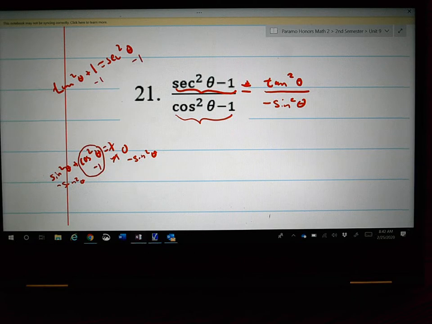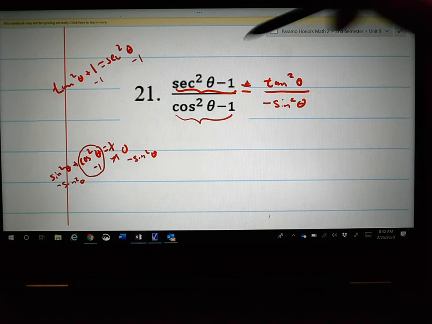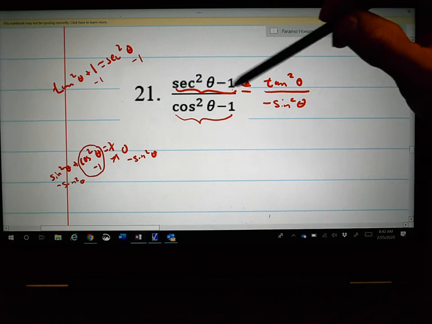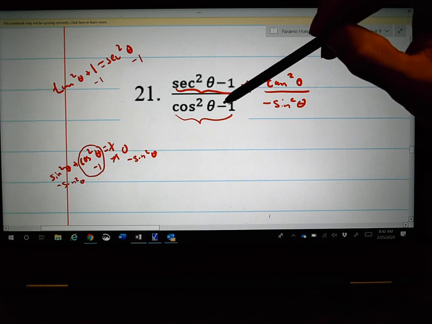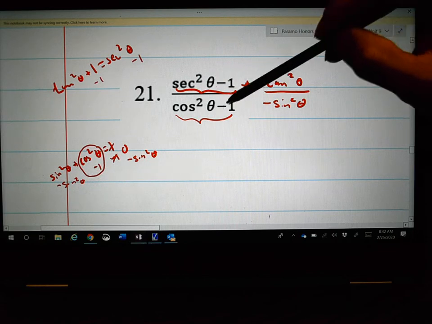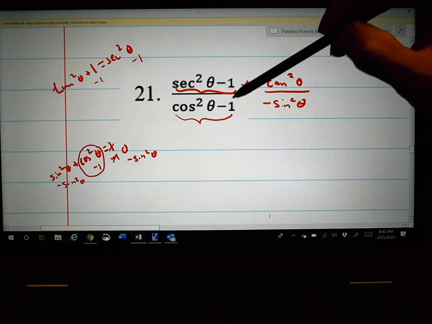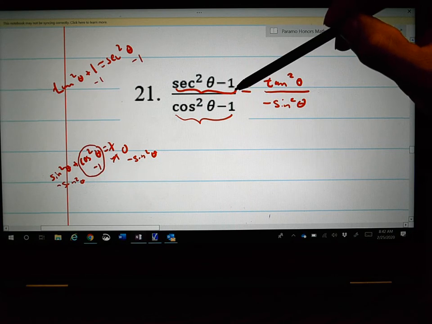Now, the advantage of doing what I just did. No longer are you taking 2 things and dividing it by 2 things. If you think that you can simplify the 1 and the 1, you cannot. You would be breaking order of operations.